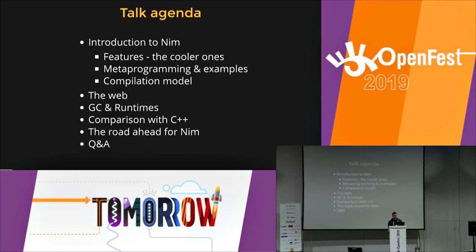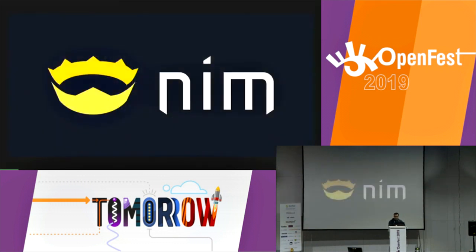I write C++ for a living, sadly, and I like really text-heavy slides and reading from them with lots of bullet points. Sorry. So today we'll be introducing NIM, features, metaprogramming, examples, compilation model. Then I'll talk a little bit about the web, the garbage collection, and the runtime, a comparison with C++, and some closing thoughts. So let's get on with it.